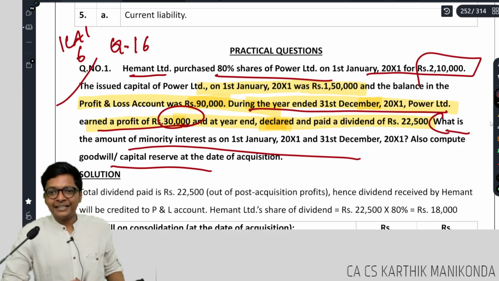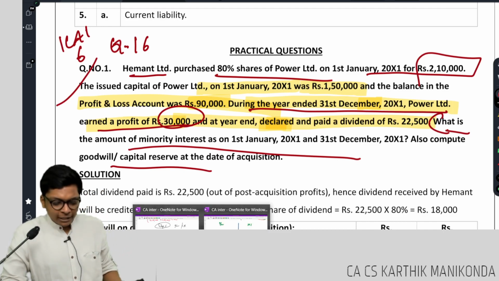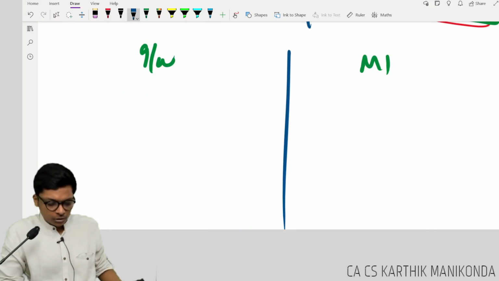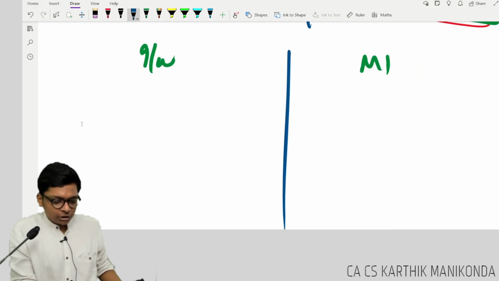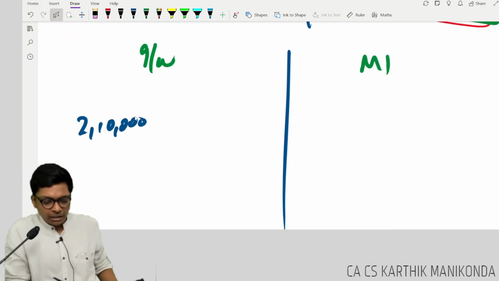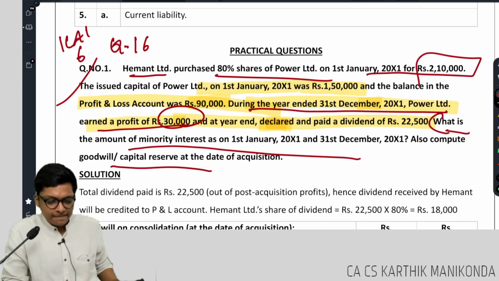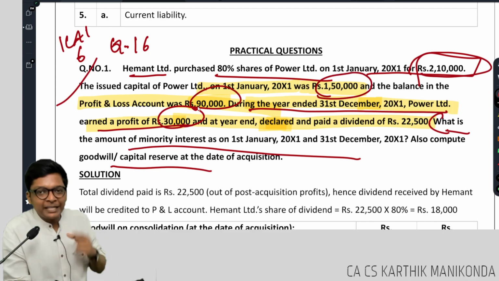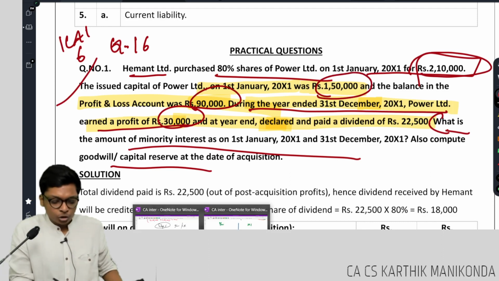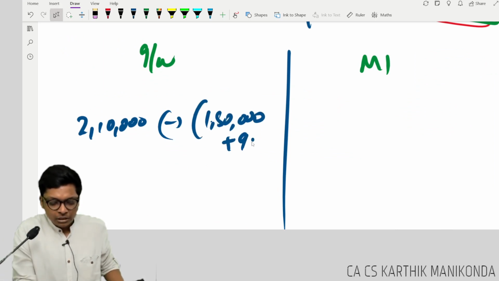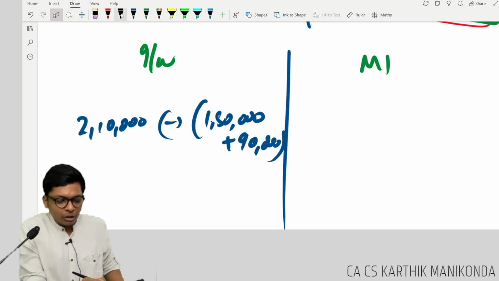Did you get the answer, guys? Okay, now I'll quickly do it. Let's check first. The goodwill is easy. What you paid, guys? 2 lakh 10,000. So I paid 2 lakh 10,000, cost of investment, correct? What I got? I got share capital of 1 lakh 50 plus pre of 90, correct? So I will compare with 1 lakh 50 plus 90,000, but did I get the whole thing?